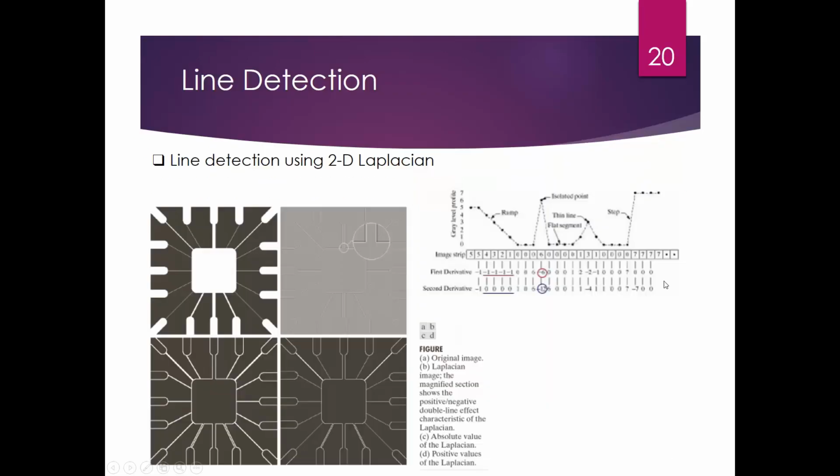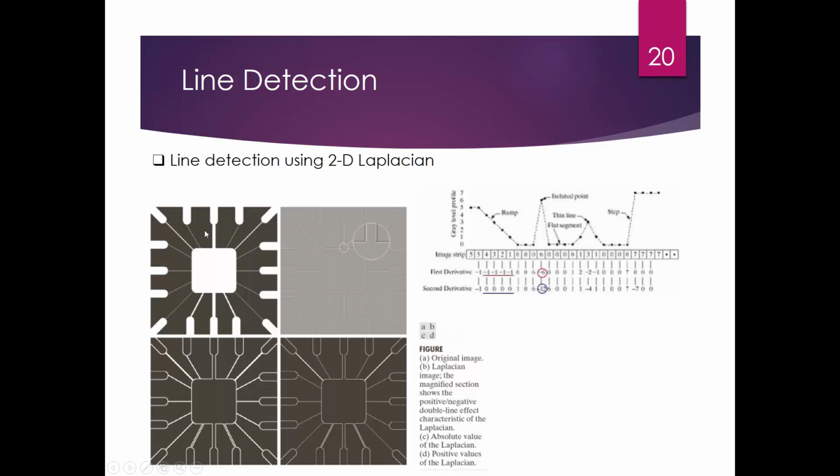Now next is line detection. Based on our previous discussion, we know that for line detection, the second order derivative gives a stronger filter response and produces a thinner line as compared to the first order derivative. For example, you can see here for a ramp function, the first order derivative is thicker as compared to the second order derivative.